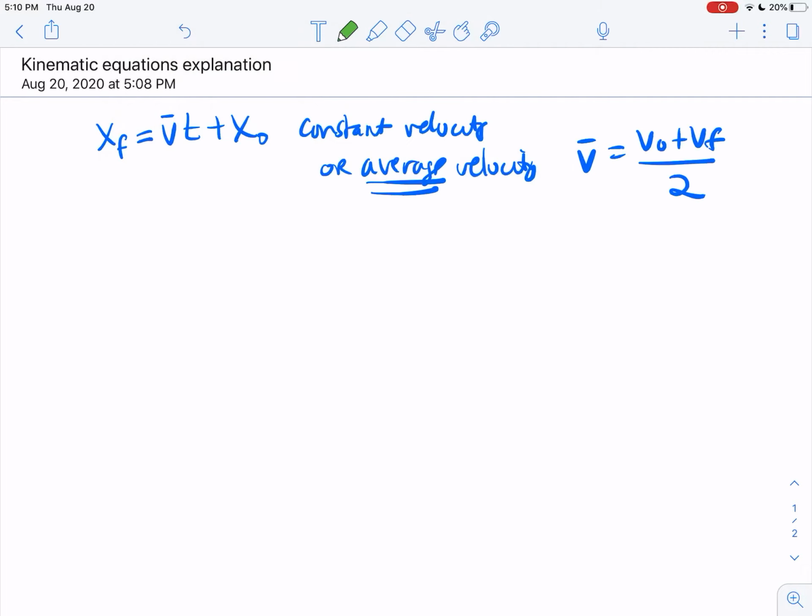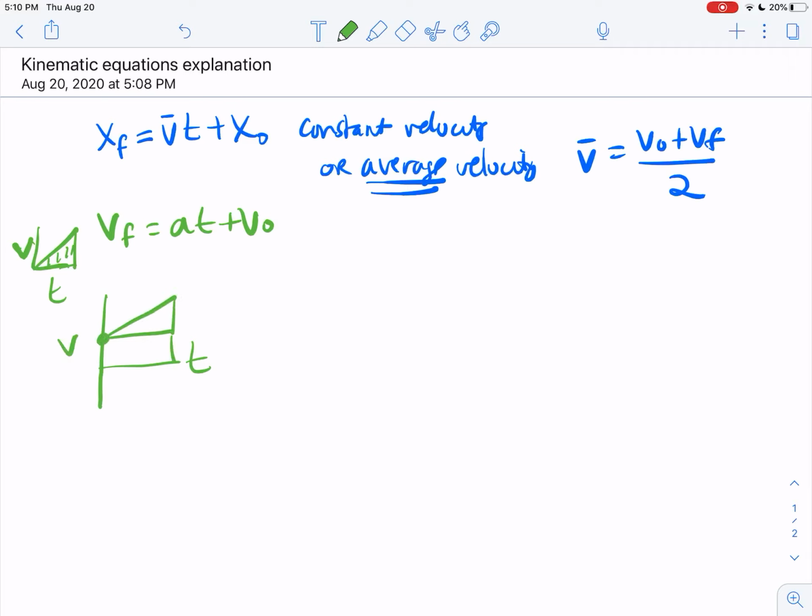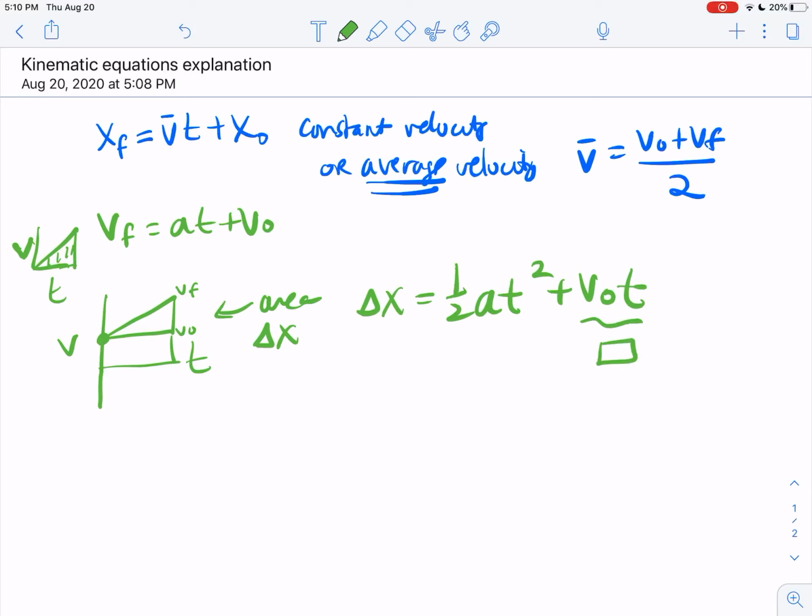All right, another one that we will use is v final equals at plus v naught. That one came from the v versus t graph, linear. When you do the area of this one, remember if I had my v versus t graph, say it looks like this, this is my v naught, this is my vf. When we take the area under this graph, that gives us displacement, and that's how we get 1/2 at squared plus v naught t. This part is the rectangle. This part is the triangle.